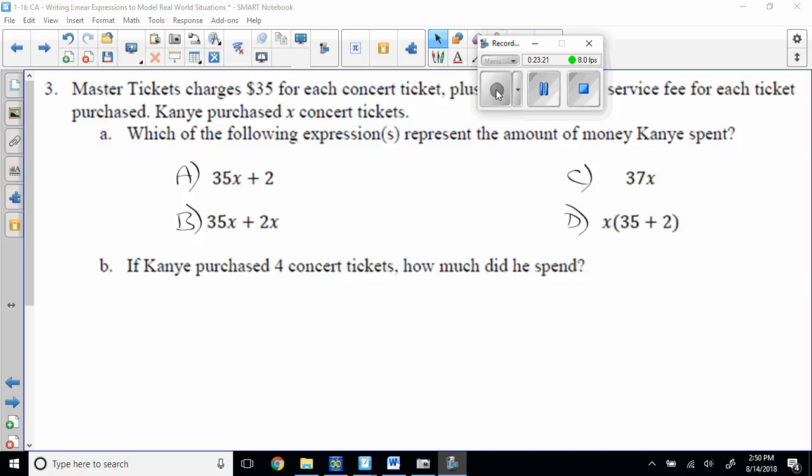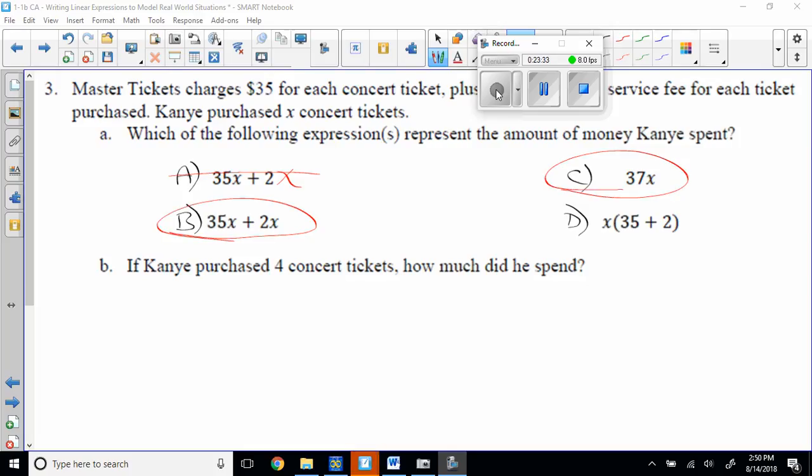How much is it? Which one is it? Is it A? Yes. If this 2 had an x, that would be good. This one and what? C and what? D. Now you need to do part B and the last problem.